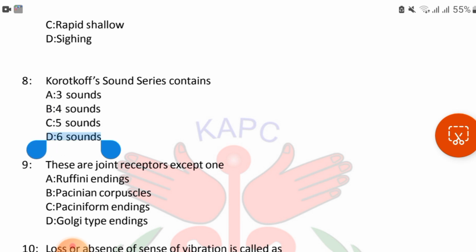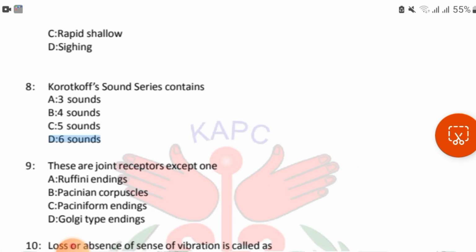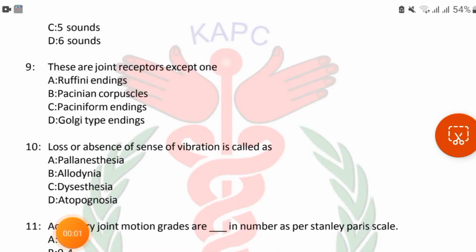Option D is correct for the 8th MCQ. Note down the answers. So let's move towards the 9th MCQ. These are the joint receptors except one. Option A is Ruffini endings.